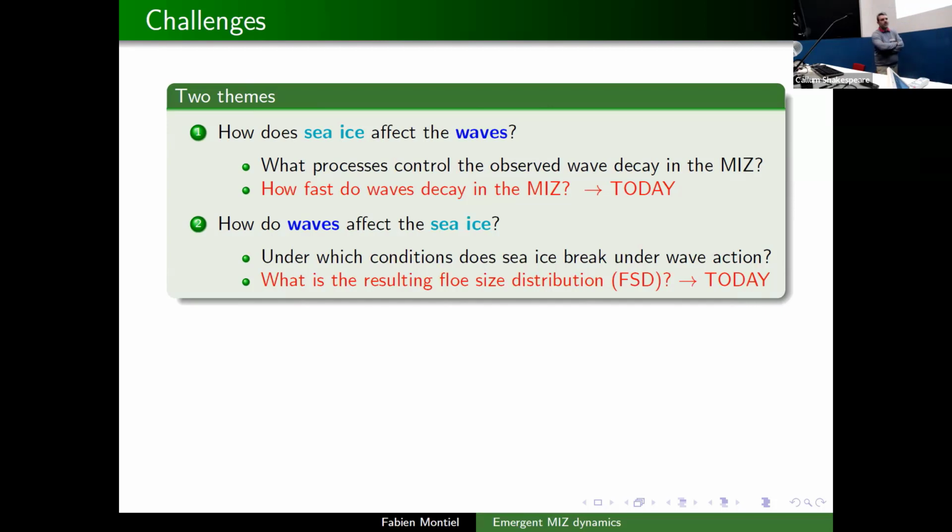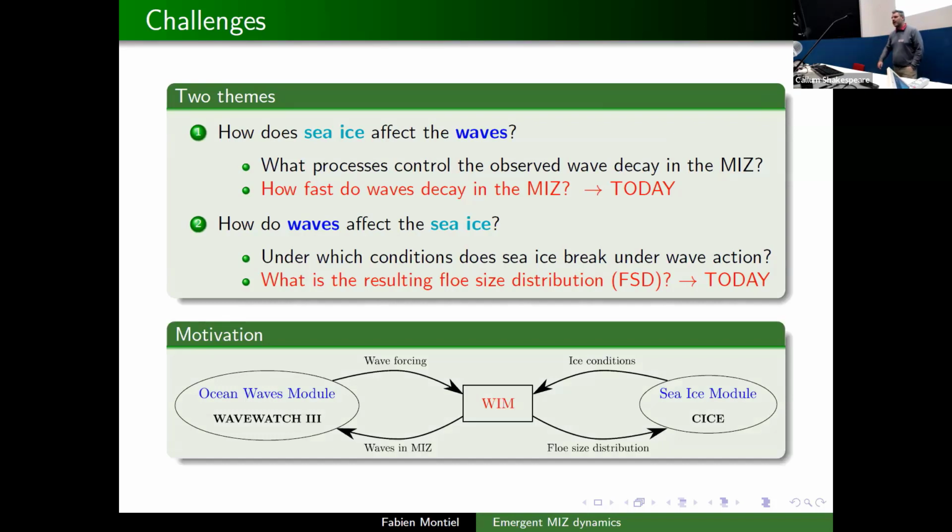So how fast do waves decay? And I'm going to do that using observations. And the second one is how do the waves affect the floe size distributions? The main motivation here is that at some point we would like to develop some kind of parameterizations to couple large-scale ocean wave models, like WaveWatch, for example, to a sea ice module in coupled climate models. And for that, we need to understand how the two interact.